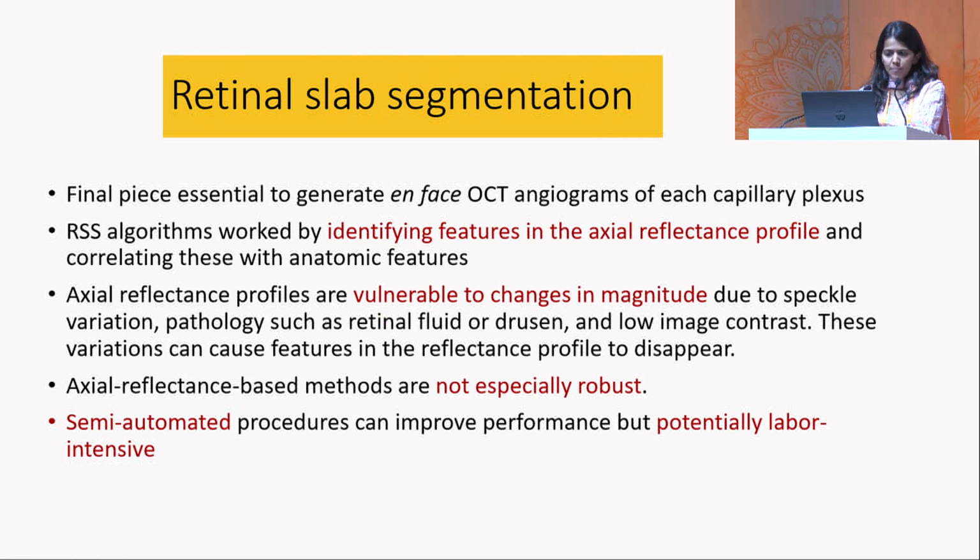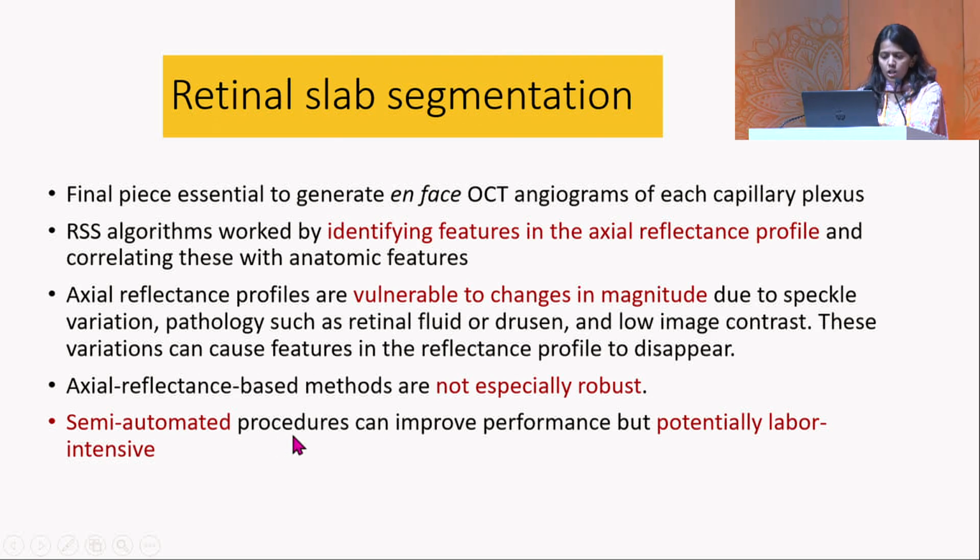Next is retinal slab segmentation. It is a final piece essential to generate en face OCT angiograms of each capillary plexus. Now, how do these retinal slab segmentation algorithms work? They usually work by identifying features in the axial reflectance profile and correlating them with anatomic features. However, these are vulnerable to changes in magnitude due to speckle variation, any pathology like retinal fluid or drusen, or low image contrast. And therefore, they are not especially robust.